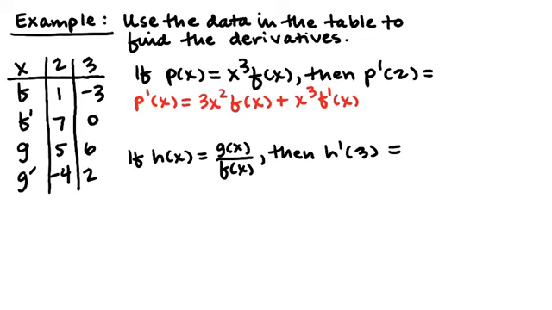Now I want to find p prime of 2. So I'm going to plug into where I see x. So 3 times 4 is 12 times f of 2, plus 2 to the third is 8 times f prime of 2. And then I'm going to get f of 2 and f prime of 2 from the table. So this is 12 times f of 2 is 1.